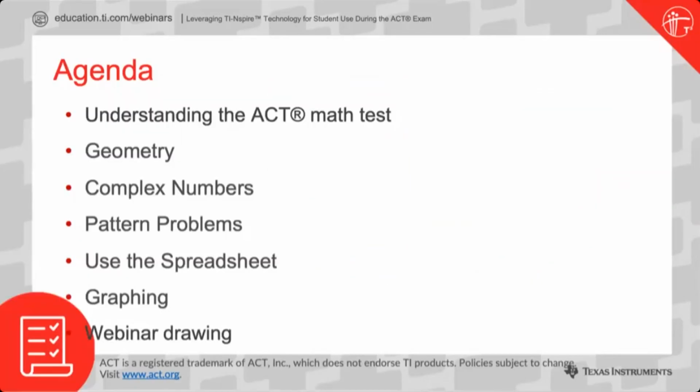All right, Veronica, what are we going to do tonight? So on our agenda, we want to share and hope people understand the ACT math test. And as you're going to learn, there have been some enhancements, or there's going to be, depending on when you take the test. Some geometry concepts, complex numbers, pattern problems, using the spreadsheet, graphing, and then all the participants that stay to the end, there'll be a webinar drawing.